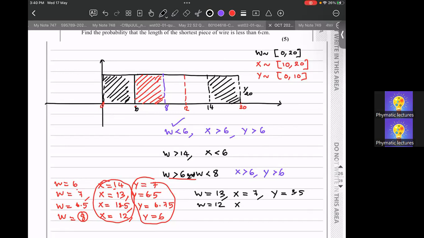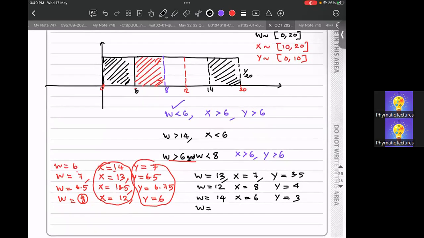If W is equal to 12, what is the value? Let's check once again. Are there any other missing values, I mean any values that are not giving any piece less than 6? X is equal to 8, Y is equal to 4. Suppose W is equal to 14, X is equal to 6, Y is equal to 3. Suppose W is equal to 10, X is equal to 10, Y is equal to 5. See, we made a small mistake.